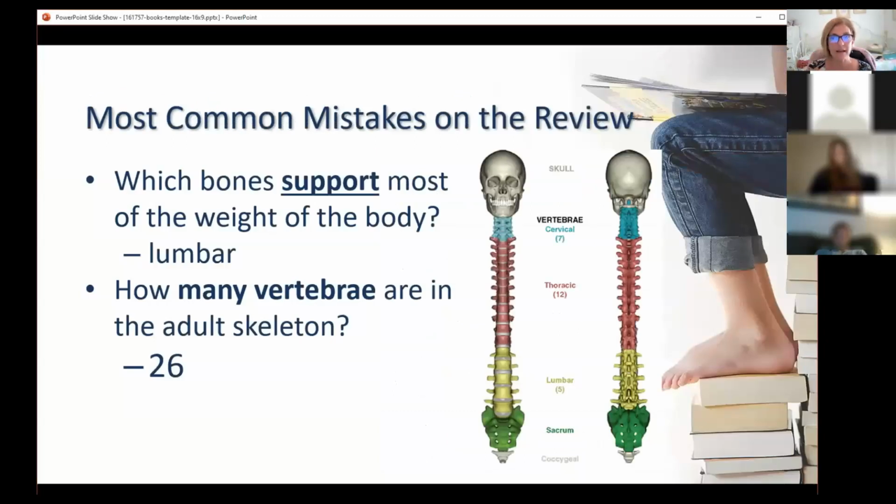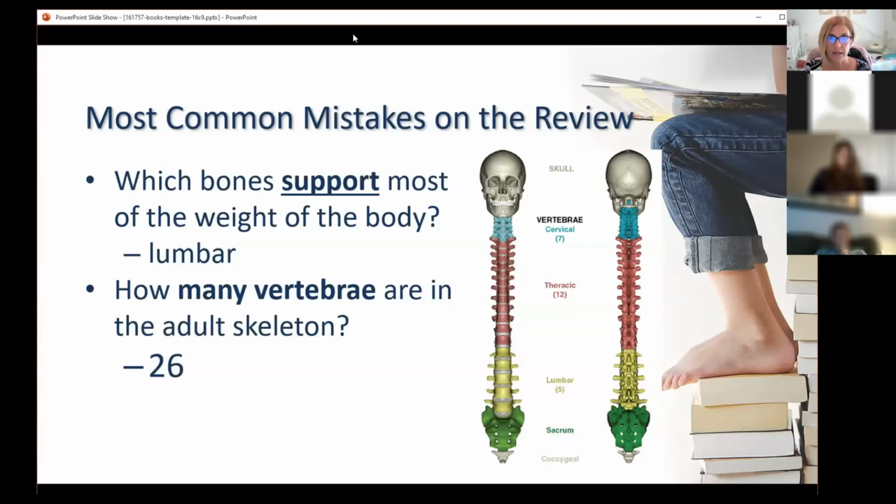All right, when I was going through the review sheets, I thought I would point out some common mistakes. So 2 questions commonly missed. Which bones support most of the weight of the body? And that would be the lumbar. And I know if you looked this question up, you might have gotten calcaneus, you might have gotten femur. It depends on the reference words they're using. So support versus bears the weight, for example, if it's referring to the upper body or lower body. So I know you might have gotten different answers. What I'm looking for on the test is going to be lumbar.